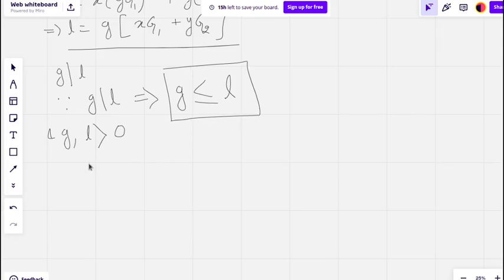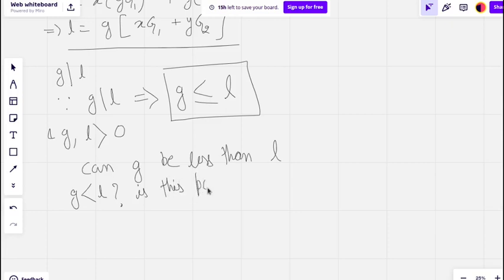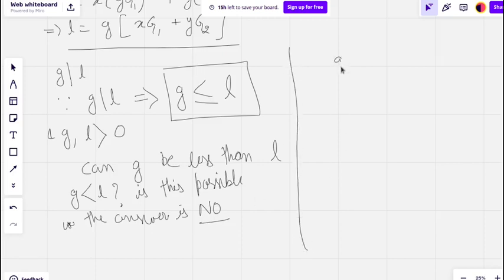The question we should ask ourselves is, can G be less than L? Is this possible? Well, the answer is no. Why is it so? Let us say G is less than L.